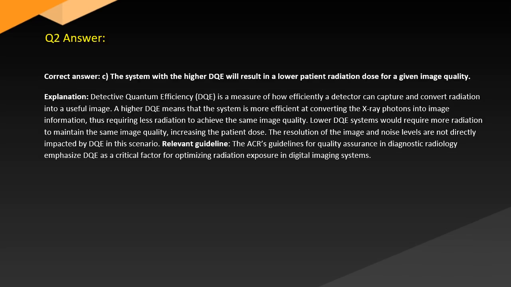Answer. Correct answer, C. The system with the higher DQE will result in a lower patient radiation dose for a given image quality. Explanation. Detective quantum efficiency, DQE, is a measure of how efficiently a detector can capture and convert radiation into a useful image. A higher DQE means that the system is more efficient at converting the X-ray photons into image information, thus requiring less radiation to achieve the same image quality.